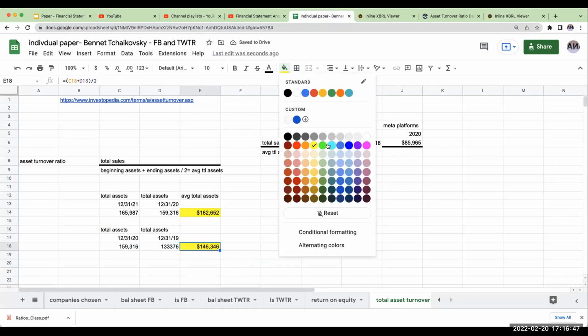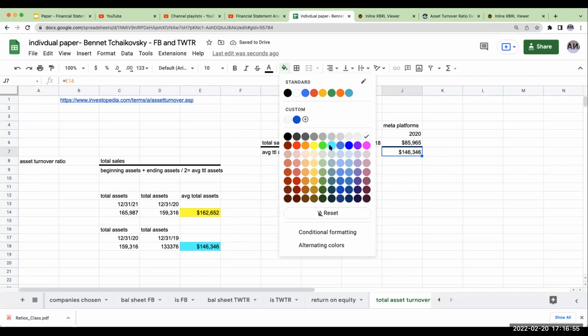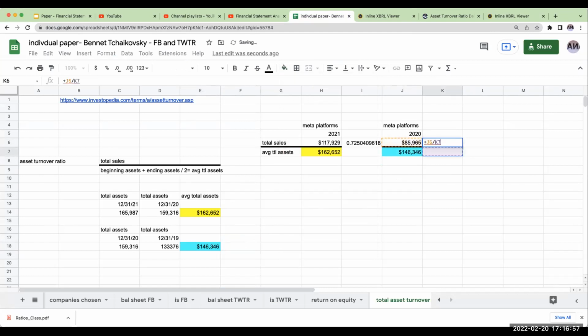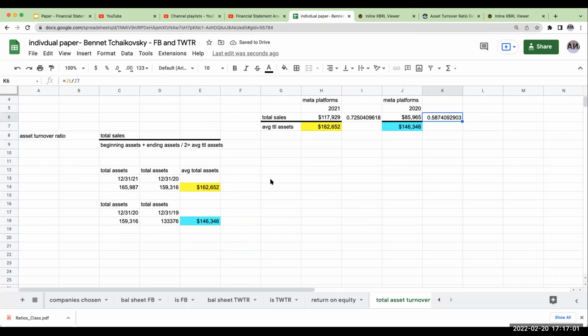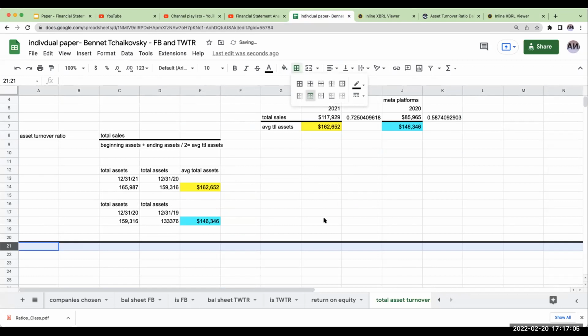And we'll make this one blue. There we go. Okay, so that's my total asset turnover for Meta Platforms. Let's go ahead and do this now for Twitter.